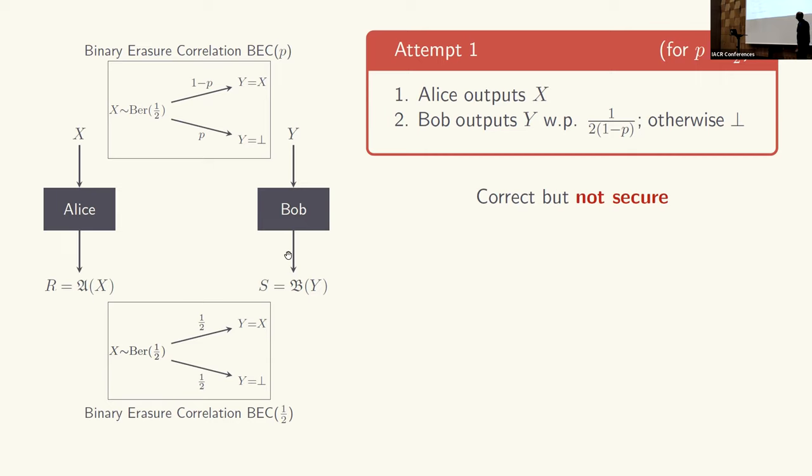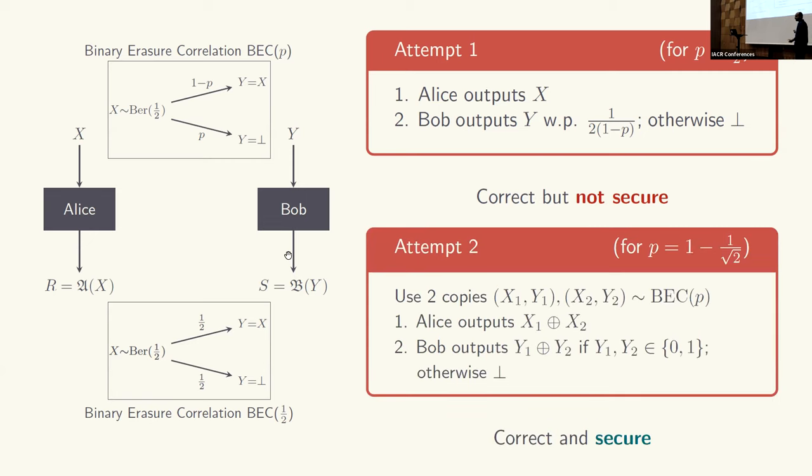Why is this not secure? Because in the Rabin OT, whenever Bob receives a bot, he has no guess about what value X could have been. But over here, note that Bob is sometimes getting an actual symbol, either 0 or 1, and then reporting an erasure. So in that specific instance, the security breaks. So let's try another attempt.